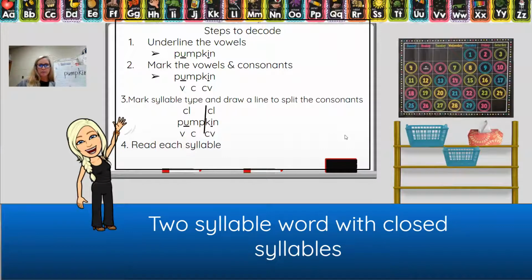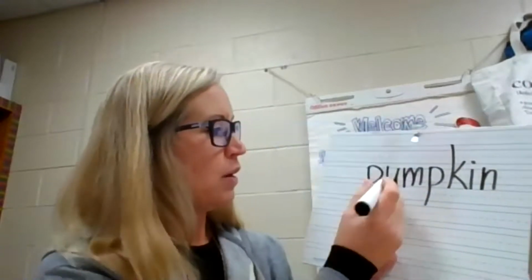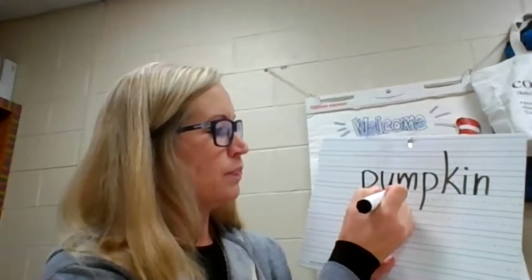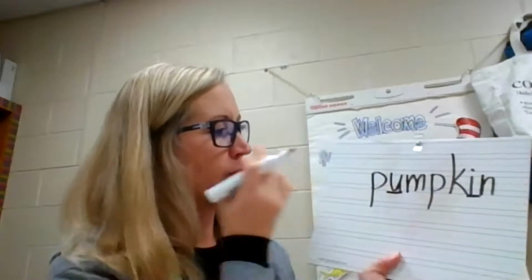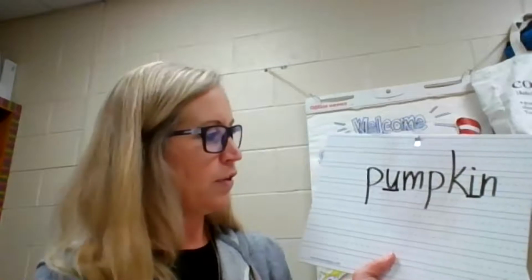Okay, we've got this word. Let's take a moment to figure this one out. Remember, friends, the first step to decoding a word with more than one syllable is to underline the vowels. So I see a U, keep moving, and I see an I. So I'm gonna underline my vowels. You do that with me, underline your vowels.